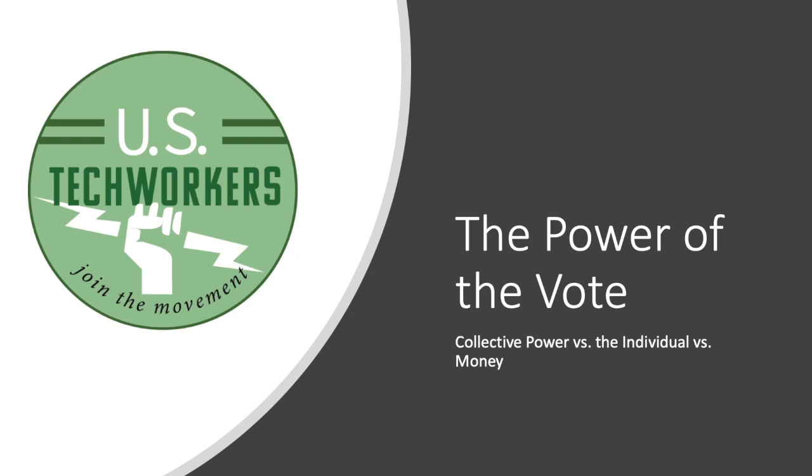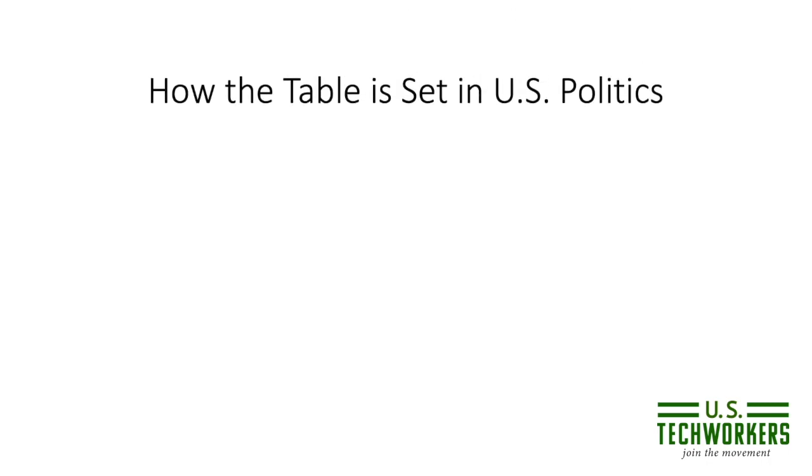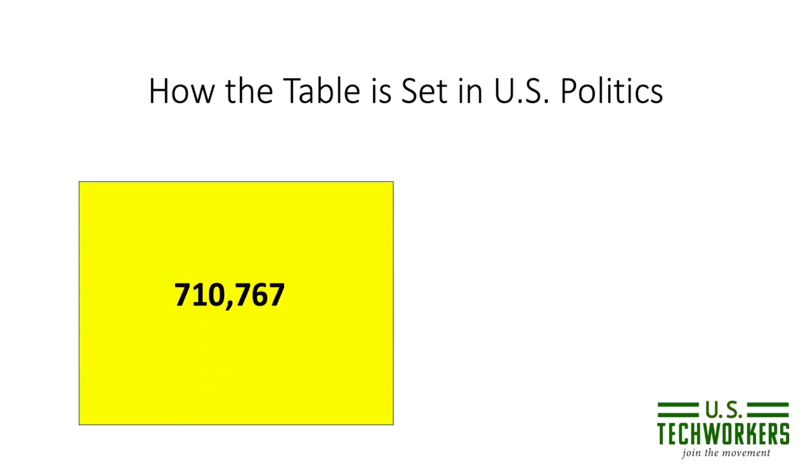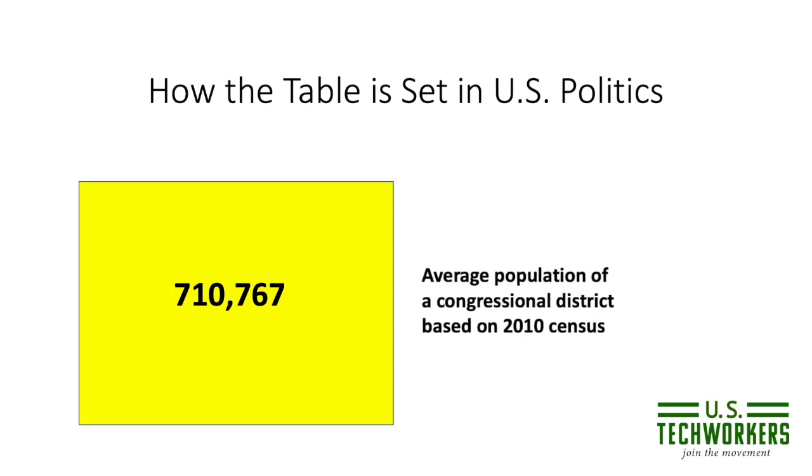And the name of my presentation tonight is How the Table is Set in U.S. Politics. And what you see in front of you is a square, a table, with 710,767 in it. And that is roughly the average population of a congressional district. And tonight we're going to look at that congressional district through the eyes of a congressperson.